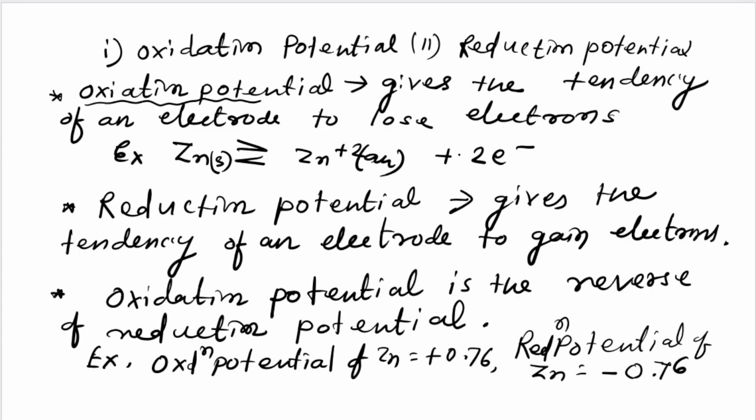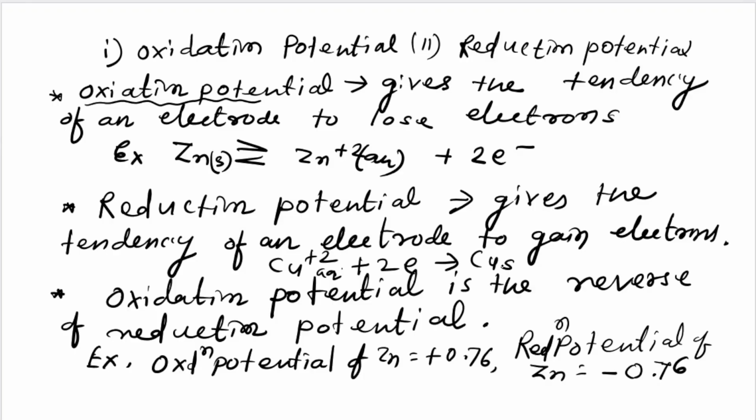Reduction potential gives the tendency of an electrode to gain electrons. That is called reduction potential. You can take an example: Cu plus 2 aqueous plus 2 electrons changes to copper solid. Oxidation potential is the reverse of reduction potential.